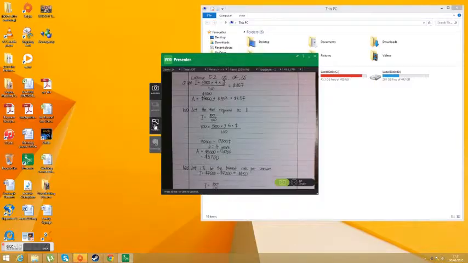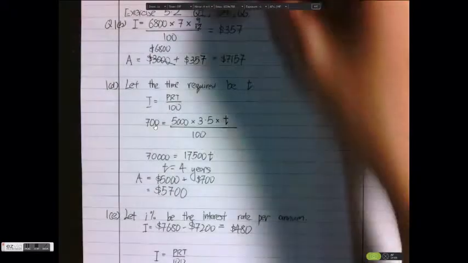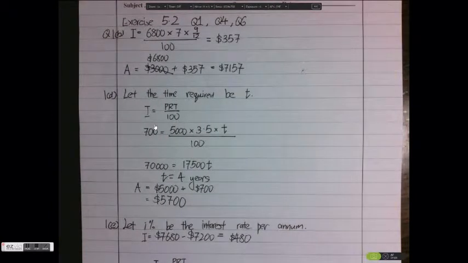Alright, and today what I'm going to do is some examples from exercise 5.2. Now I present to you questions from 5.2. I'll just explain as I go along. First I'm going to do parts of question 1: 1b, 1d, 1e. I will leave out A, C and F. You can try that out if you want to practice more.